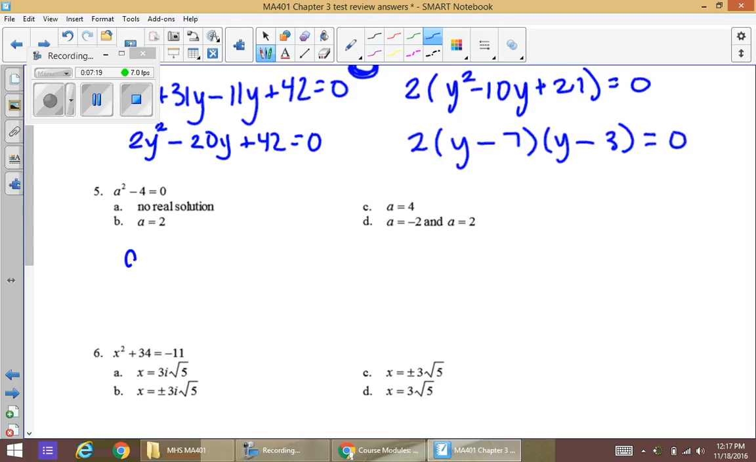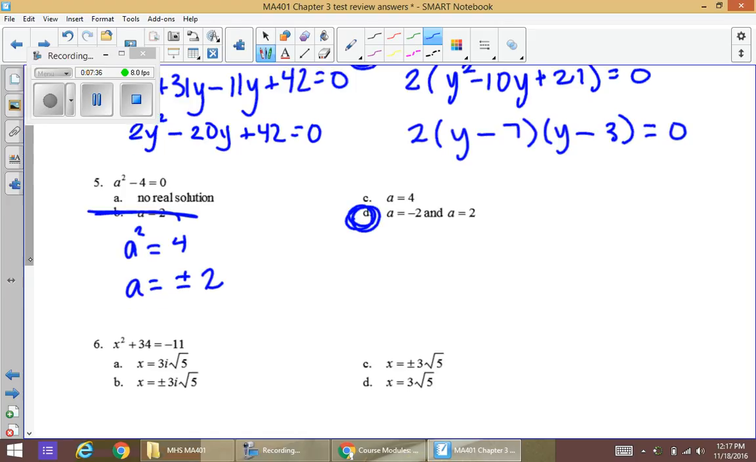Okay, over here, there's just one a squared, so what I want to do is add the 4 to the other side. And now square root. And when you square root, you have to have plus or minus. So whatever you do, do not choose that one. It is this choice here with both of them.